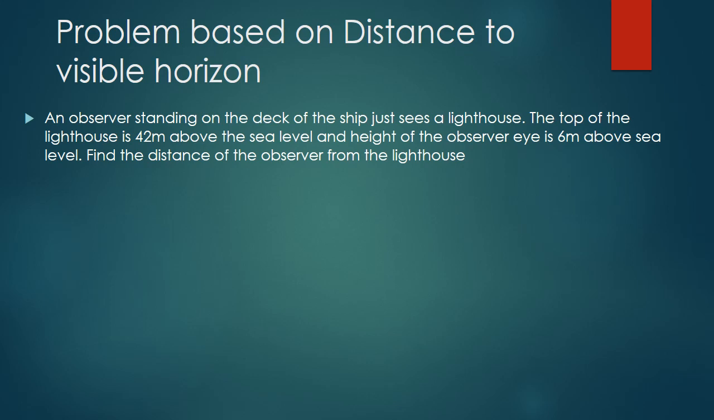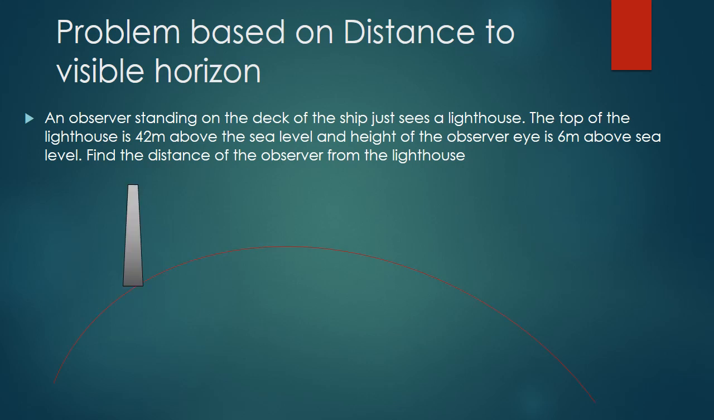Now here in the sea there is a ship, and on the deck of the ship an observer is standing and looking towards the horizon at his eye level, where he just sees a lighthouse. In this question, the height of the lighthouse is given and also the height of the eye of the observer. Now we have to find the distance between the observer and the lighthouse. How do we calculate it? Let us see how we apply the basics of distance to visible horizon.